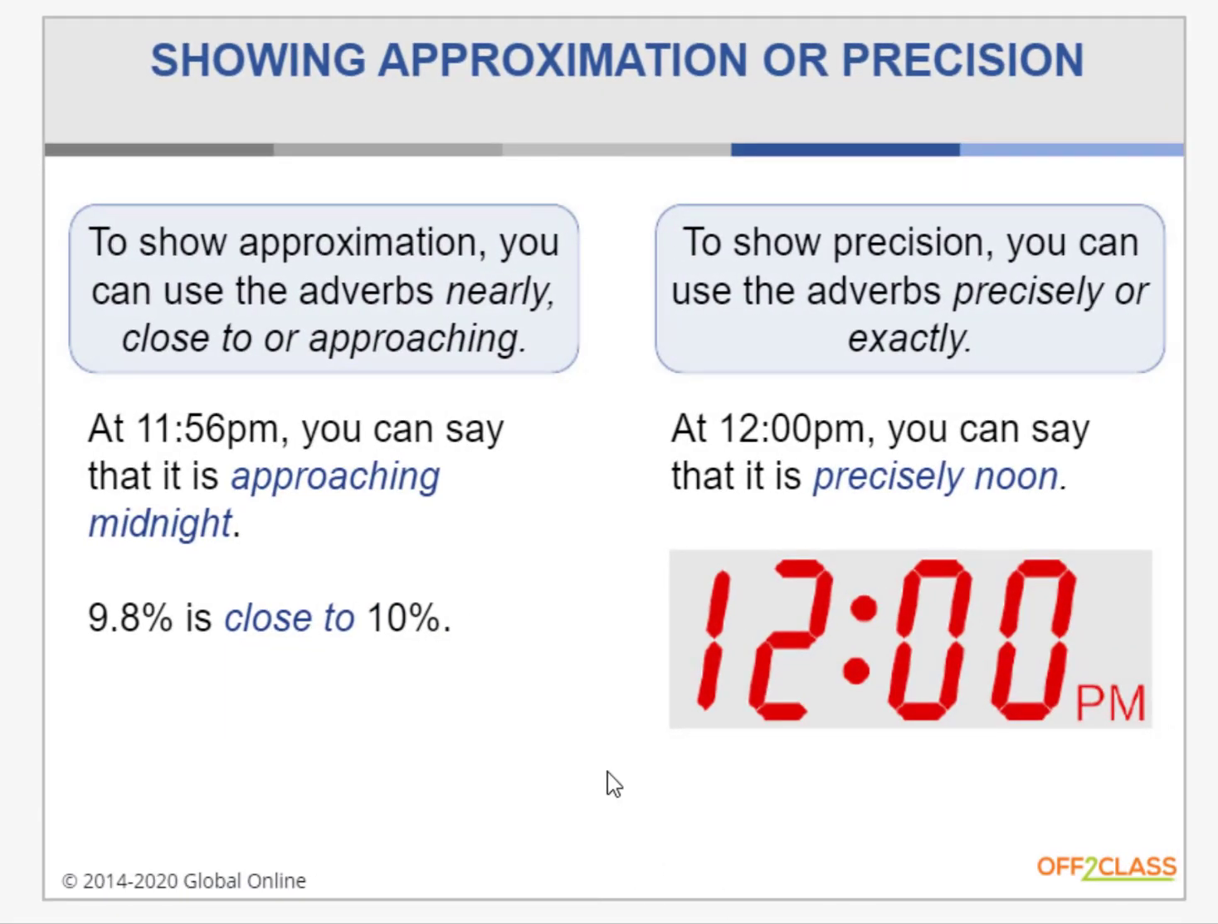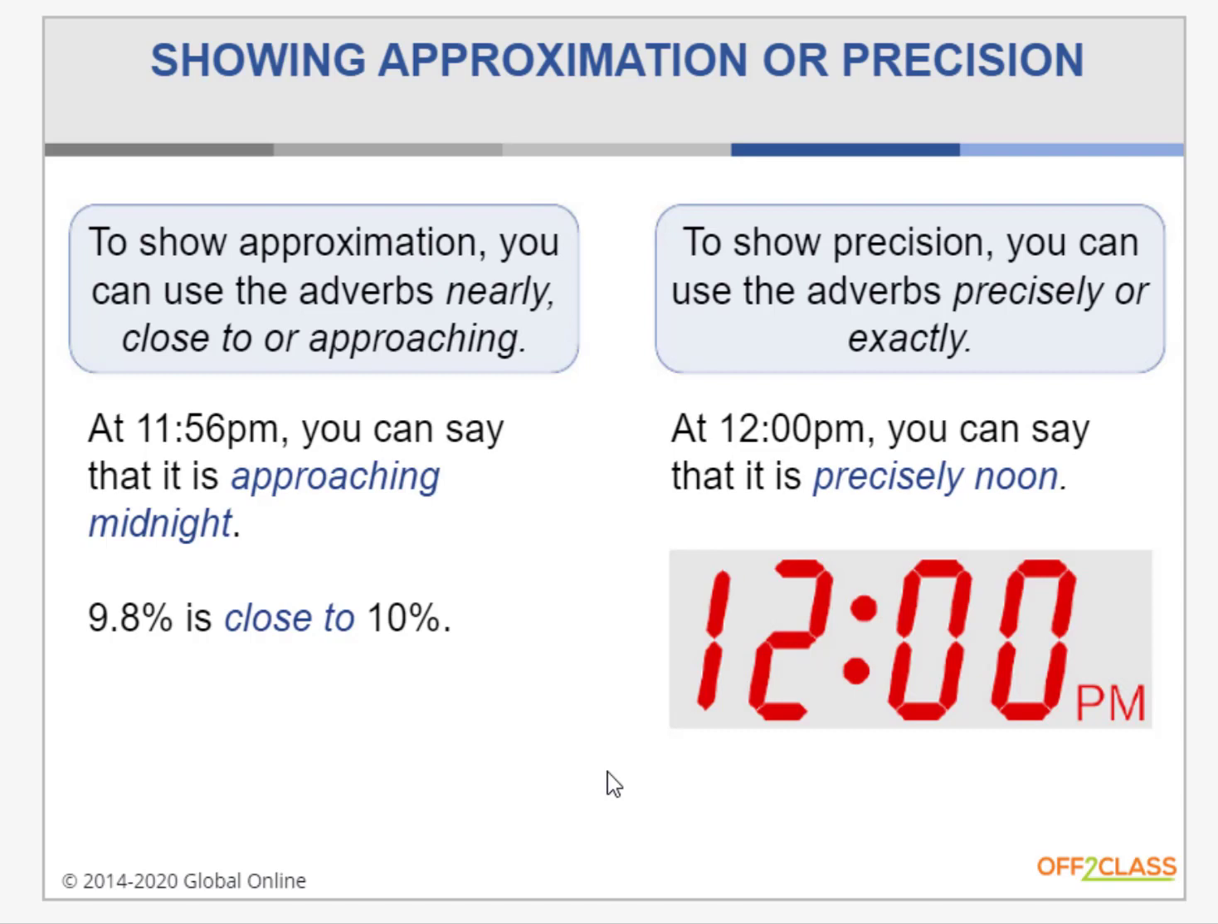So how about showing approximation or precision? This is when you want to get close to something. Approximation means you want to be as close as you can, right? So to show approximation, you use adverbs like nearly or close to or approaching. So at 11:56 p.m., you can say it's approaching midnight. 9.8% is close to 10%. So when someone asks you what it is, instead of saying 9.8%, you can say it's close to 10%. Does that make sense?